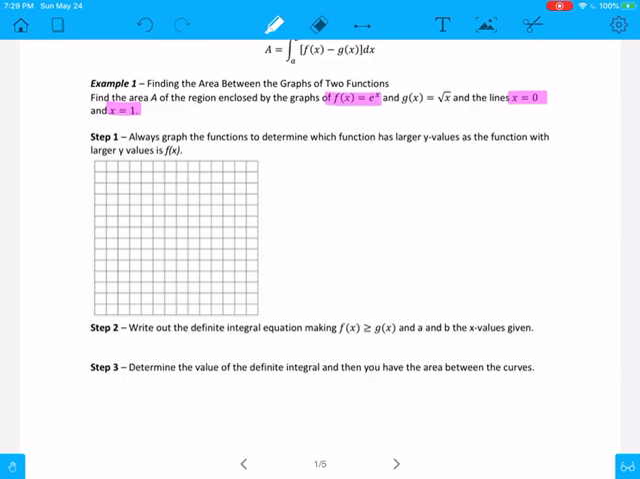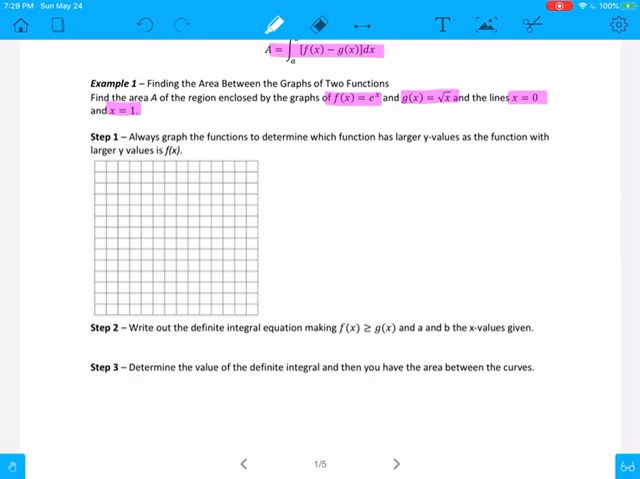f of x equals e to the x and g of x equals square root x. Now that doesn't mean those are the f of x and g of x in this equation in particular. It just means that there are two different functions that graph differently. So what do we need to know?